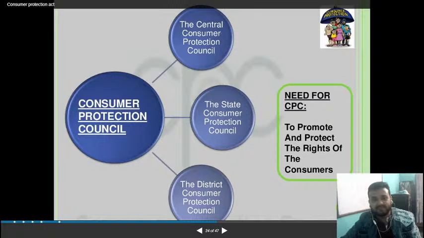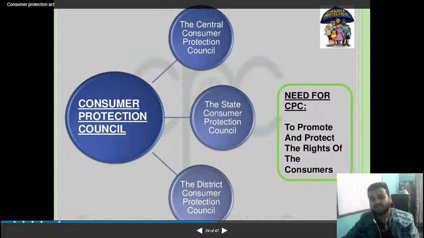If someone asks you what is the full form of CPC, CPC means Consumer Protection Council. Okay, so there are three main stages. If you have any problem, if a shopkeeper or any product is cheating you, there are three places where you can go and file a complaint. These are known as the Consumer Protection Council. It's a council, a committee which safeguards the rights of a consumer.